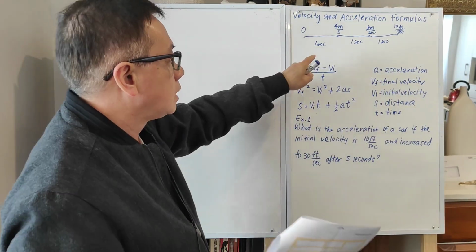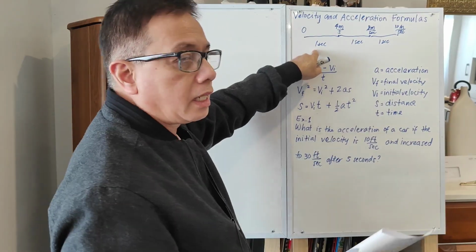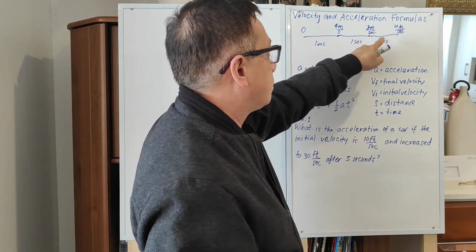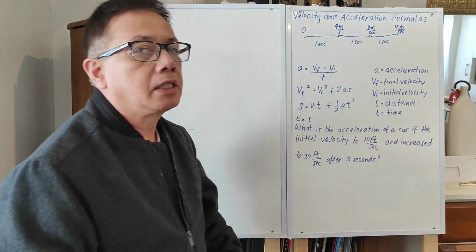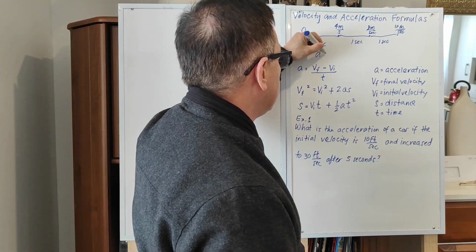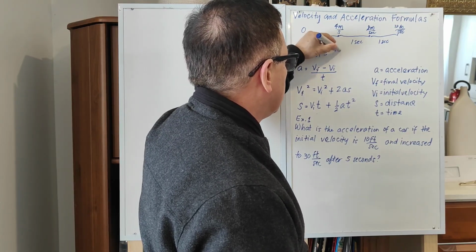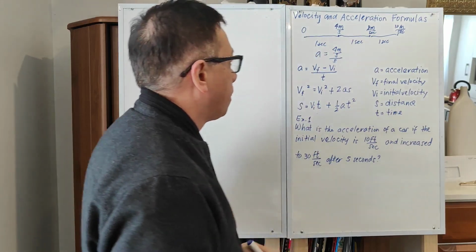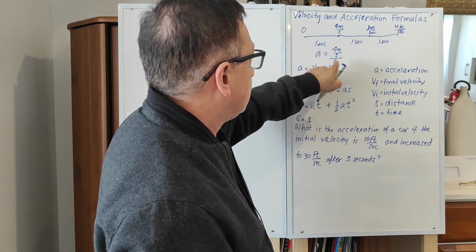So from here, we can see that for every second, there is an increase of 4 meters per second in the velocity. So we can say that in here, the acceleration is 4 meters per second. Now we can analyze this one.